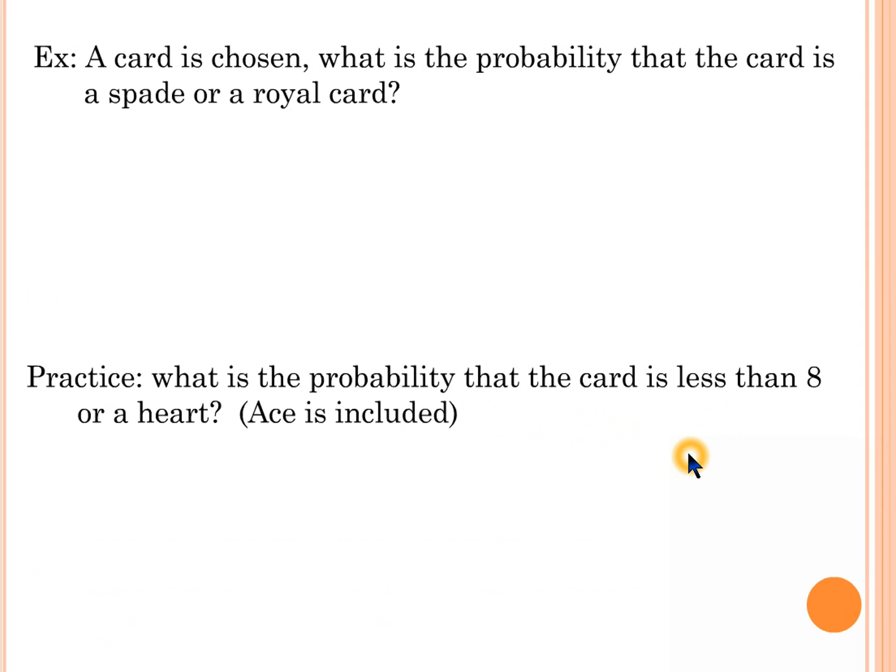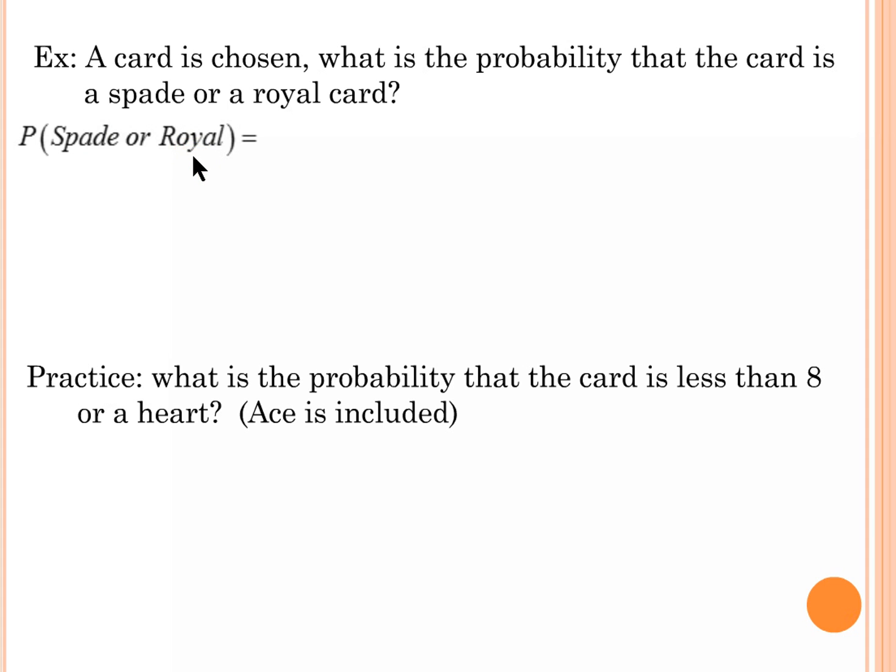All right, so we're going to finish off the lesson by going over a few examples now. A card is chosen. What is the probability that the card is a spade or a royal card? Now, the question is, is this mutually exclusive or non-mutually exclusive? Well, can a spade be a royal card?